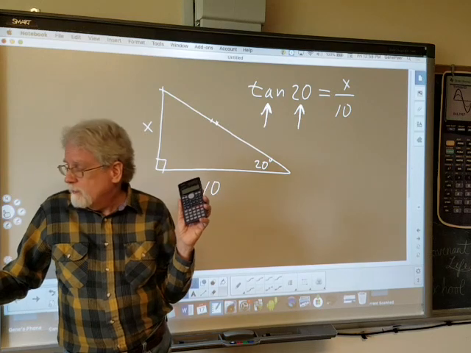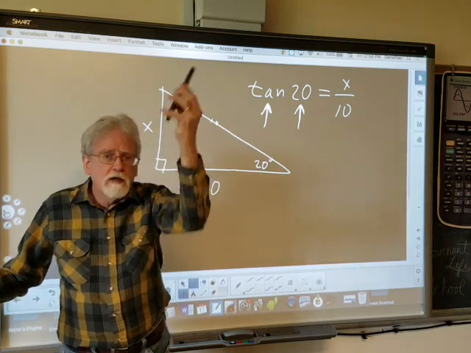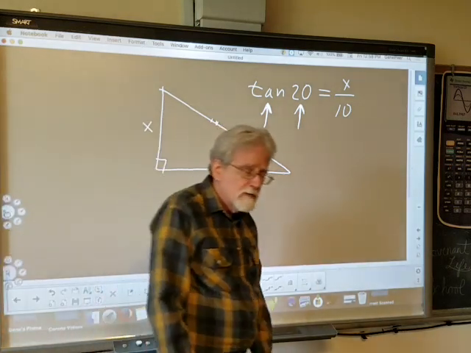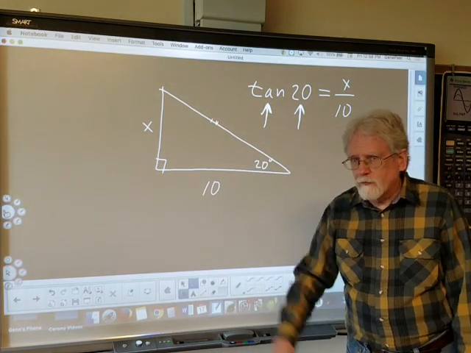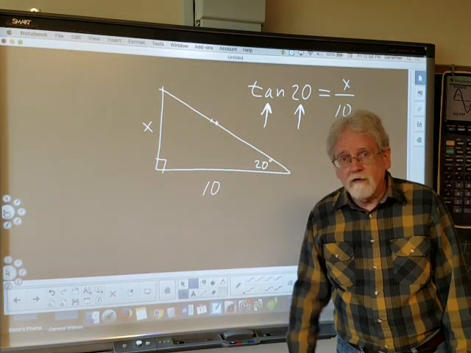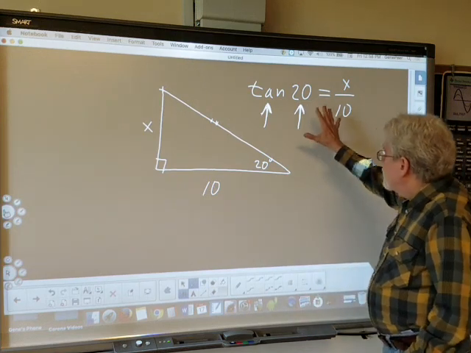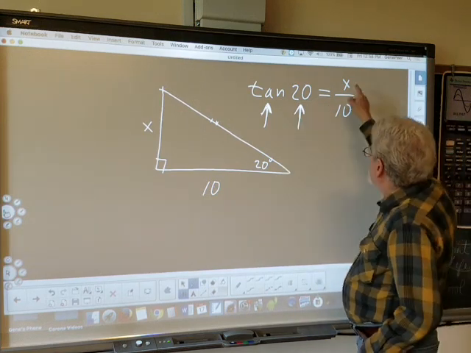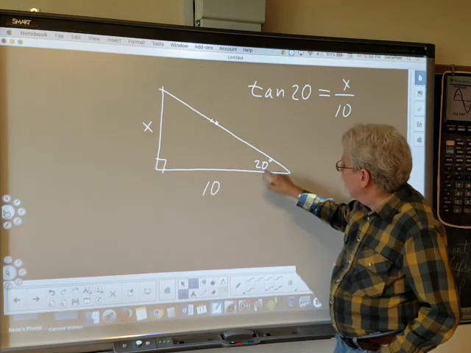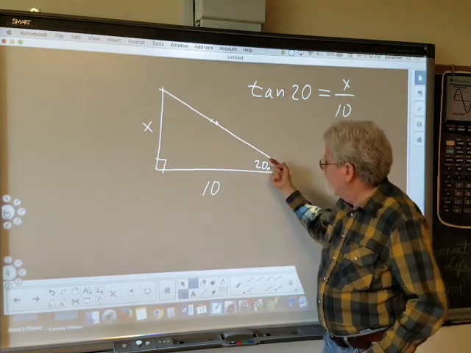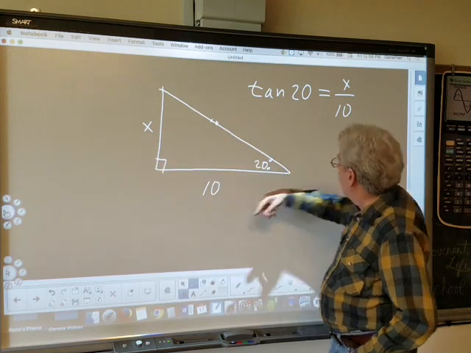Why not? Because you've got page 311. You don't really need the calculator. You've got page 311. Use page 311. It's faster than a calculator, really. So, once again, how do we handle this? The tangent of 20 is x over 10, because tangent of 20 is opposite over adjacent. X over 10, there it is.